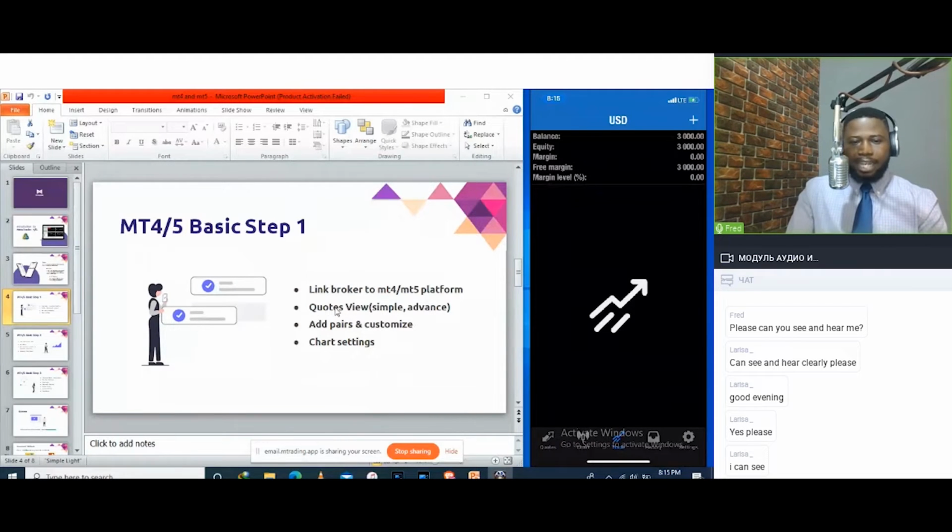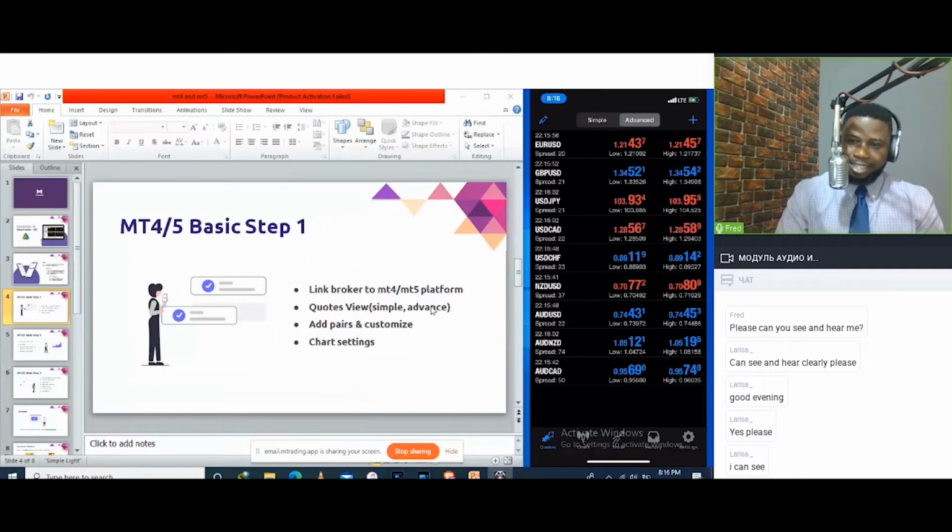The next one here is called the quotes and view. We have the simple view and we have the advanced view. Where can we find this? You go to the section that's called the quotes. That's the first section on my mobile phone screen. You see there, at the top, you have the advanced and we have the simple.